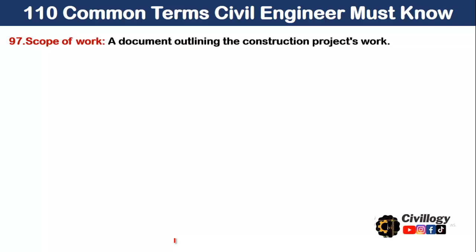The understanding of scope of work is very important. What is meant by scope of work? It is a document outlining the construction project's work. In previous slides we had discussed specifications and types of drawings, and I have made detailed videos about the difference between drawing and specifications and the different types of drawings used in the construction industry. The links of those videos are also given in the description. Must watch those videos. Scope of work is a document outlining the construction project's work, the work you will have to complete.